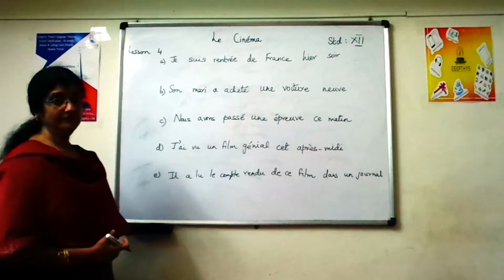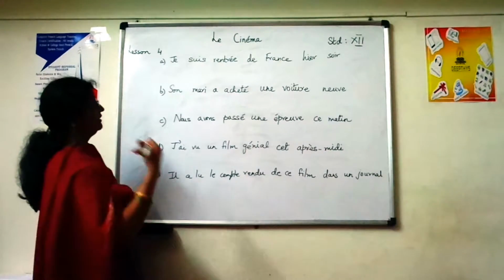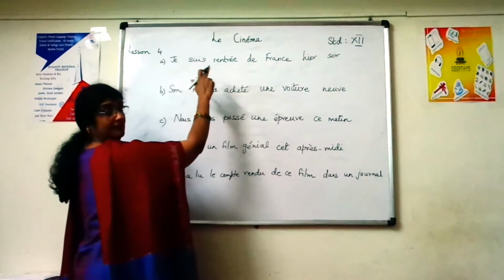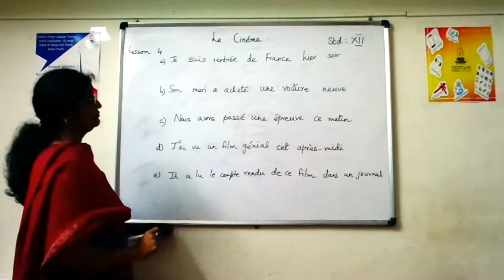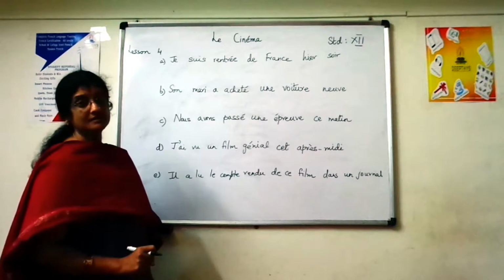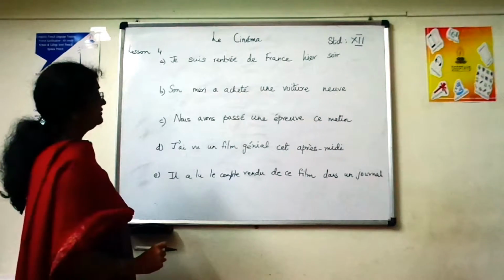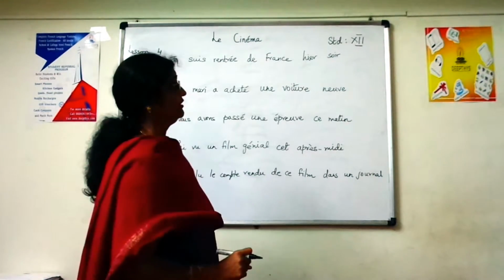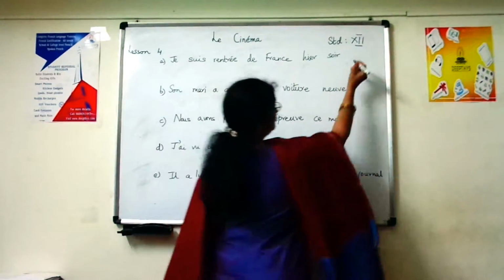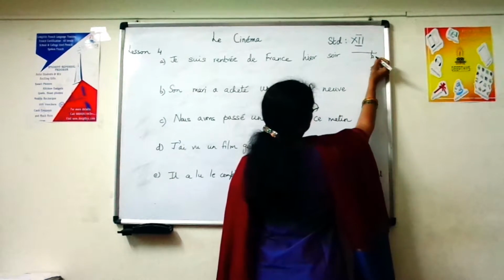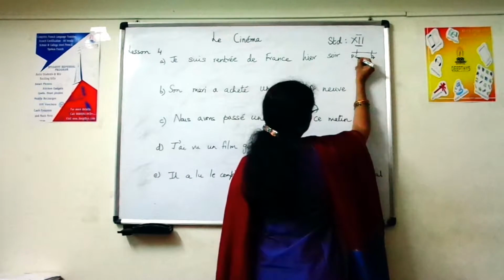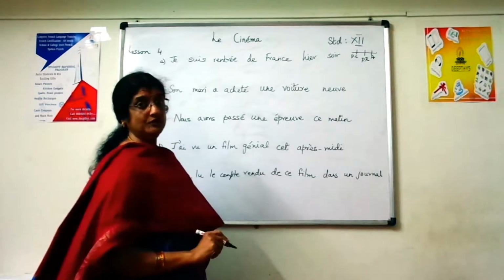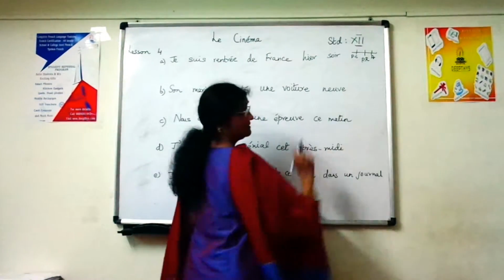So what is passé composé? Simple past tense. And how do you know that it is in simple past tense? You can see that it is a subject, you can see the auxiliary verb, and you can see the past participle. So, je suis rentré de France hier soir. So what does it mean? I returned from France yesterday evening. I returned from France yesterday evening is in simple past tense. So if this is present and this is passé composé, we are going to bring it here, which is passé récent. I'm going to change it from simple past to the recent past.